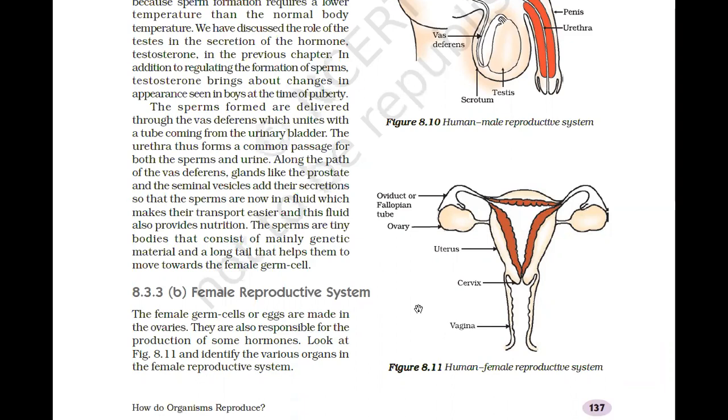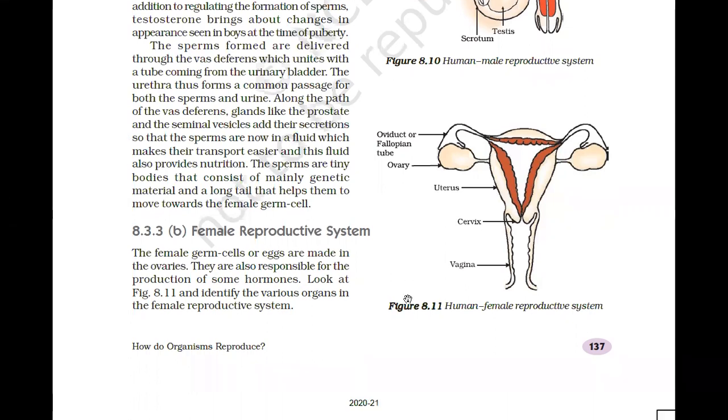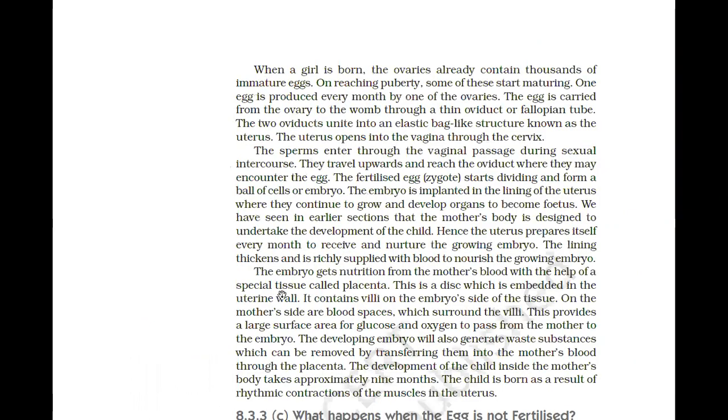Sperms are tiny bodies that consist of mainly genetic material and a long tail that helps them to move towards the female germ cell. Female reproductive system. In the female, germ cells or eggs are made in the ovaries. They are also responsible for the production of some hormones. Look at figure 8.11 and identify the various organs in the female reproductive system.